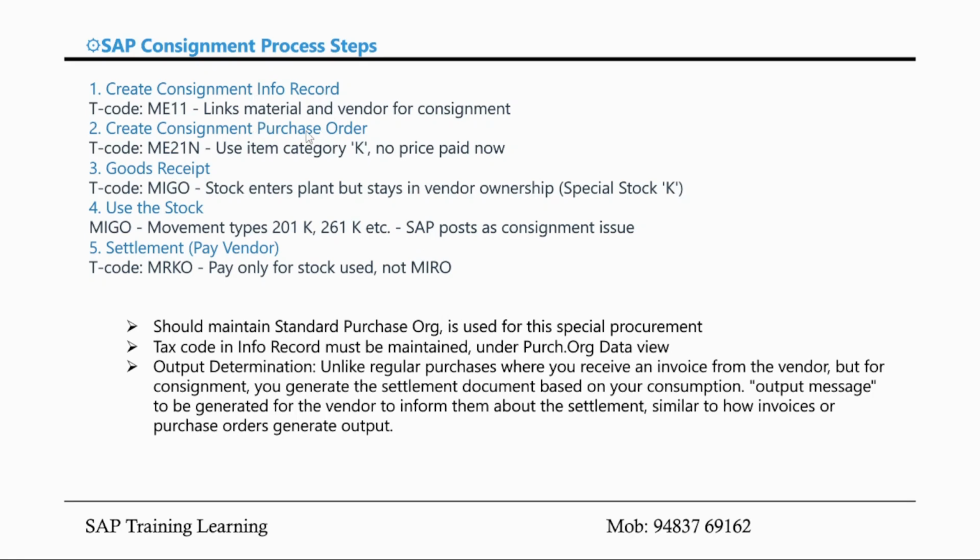standard purchase orders use your purchase organization, but consignment procurement type uses the standard purchase organization. Okay, there is a difference. The purchase organizations are involved in standard purchases and consignment purchases, right? So that's the reason you should have a standard purchase organization in the system to configure the special procurement type consignment. I will show you in the system.